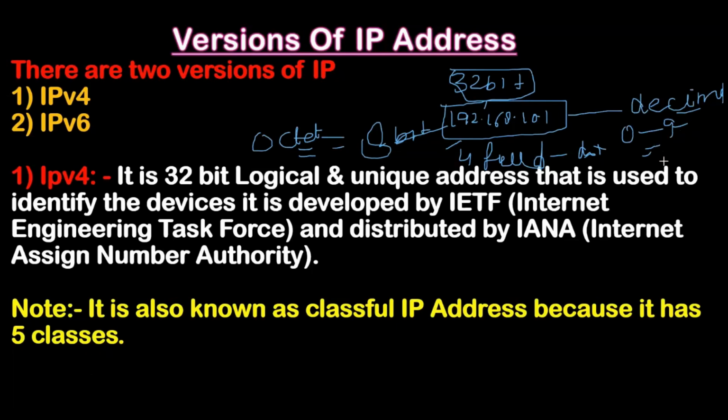That means what will be the minimum to maximum range of that IP address? 0 to 9 is fine, but here I'm using 192, or somewhere I use 10, 20, 30. So what can be the maximum or minimum range of that IP address, so that when we assign, we know the minimum range I can use and the maximum range I can use? As we discussed, in every field only 8 bit is there.